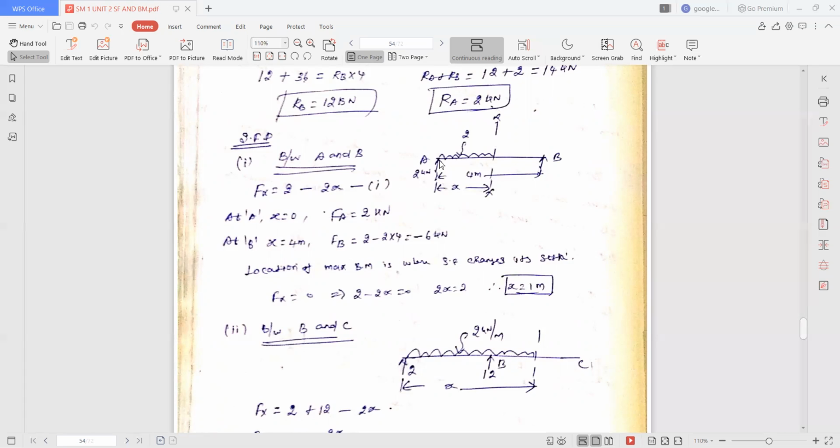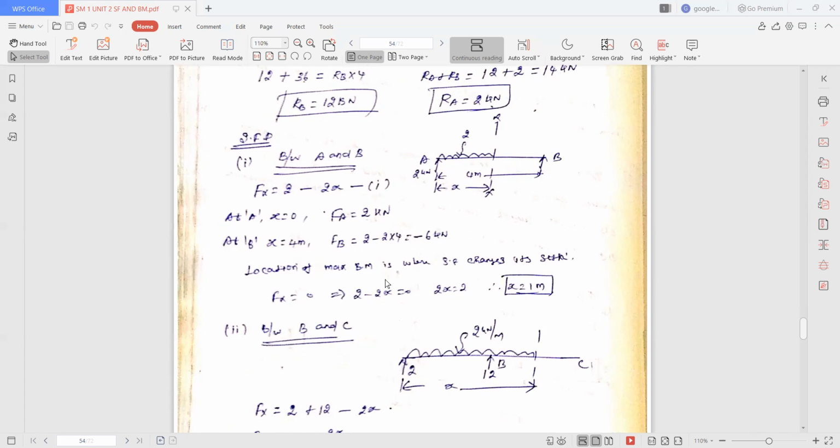At A, I need the shear force value. What should I do? I should apply the limit x equal to 0 at the point A. Therefore at A, x equals 0, so f of A will be equal to 2 minus 2 into 0, therefore 2 kilonewton. So the reaction at A, 2 kilonewton, is the shear force at A. FA will be equal to 2 kilonewton. And at B, you can see the x value is 4 meter. Therefore if you substitute 4 for x, FB is equal to 2 minus 2 into 4, which is 2 minus 8, so minus 6 kilonewton.